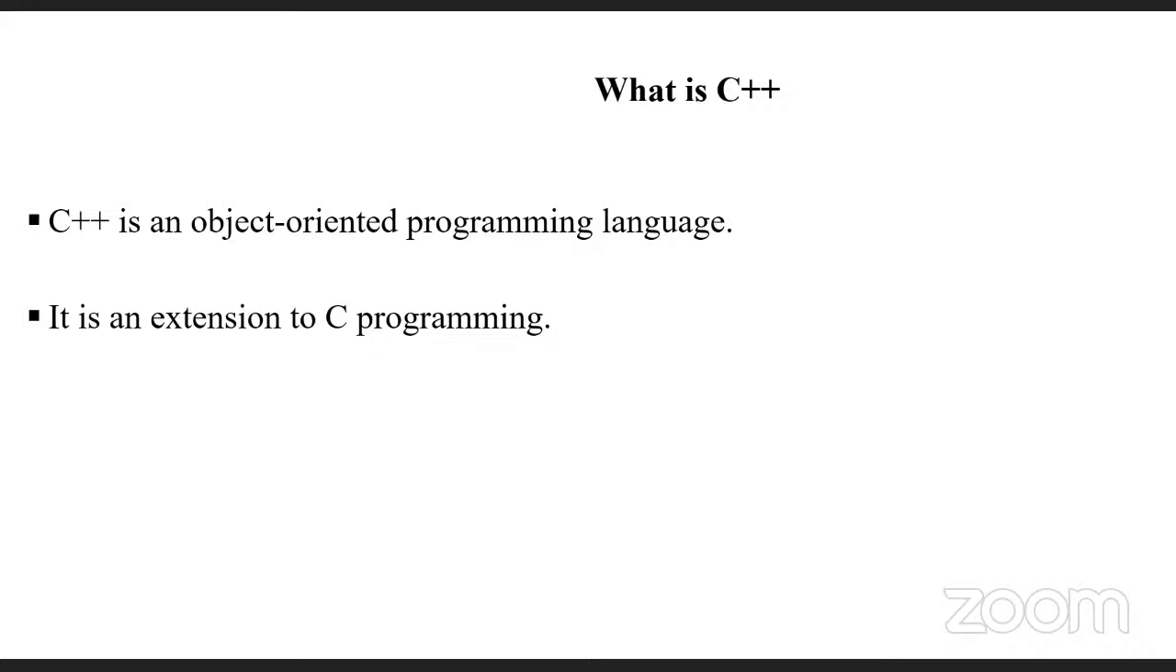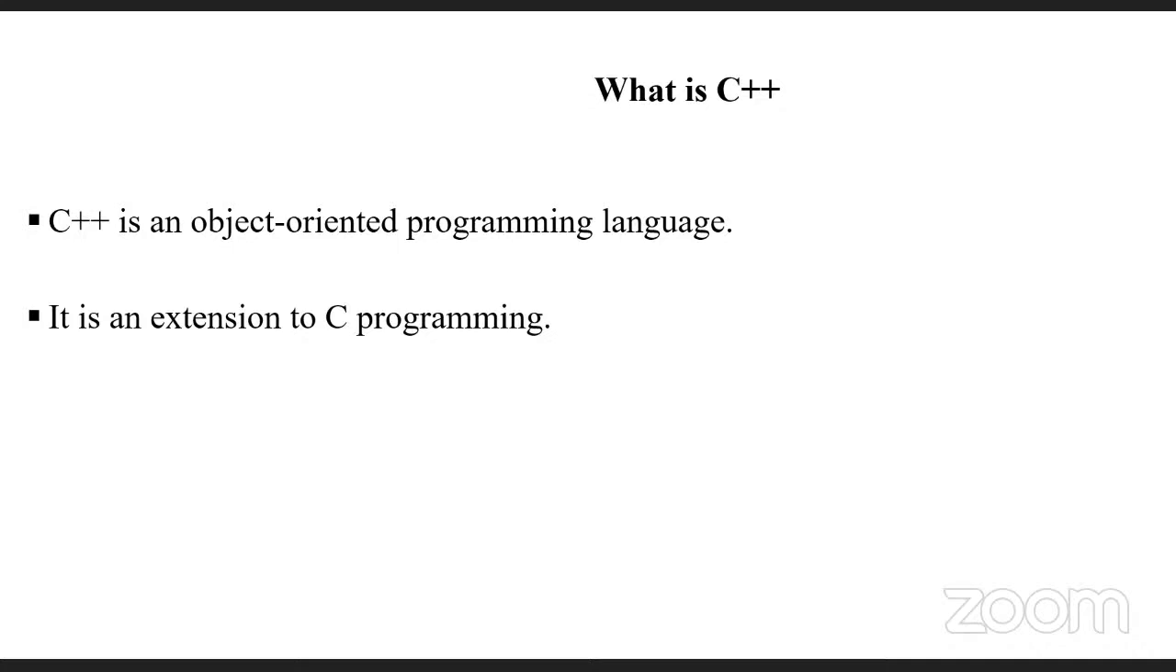So what does object oriented mean? Object oriented means everything in the real world is considered as an object, containing state and behavior, where state represents the properties of the object and behavior represents the functionality of the object. That is called object oriented. So C++ is about 90% object oriented compared to C. It is an extension of C programming. C is a procedural programming language, but C++ is object oriented. Can you see the difference? C is procedural: you write the procedure according to the requirement, but C++ is object oriented.